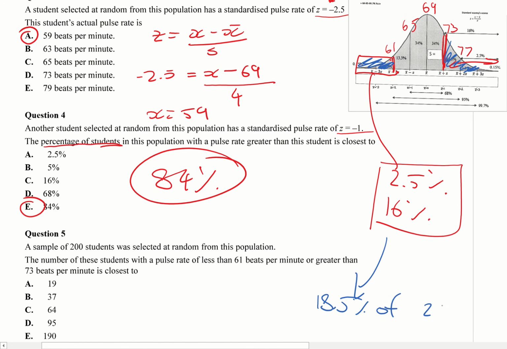So we've got 18.5% of 200. The way you can do that is just go 18.5 divided by 100, because that'll give you the decimal, because that's what you need to do, times 200, because there's 200 students, and that will give you 37. Sorry about that. That'll give you 37 who meet those criteria. Okay, so that means our answer is B.